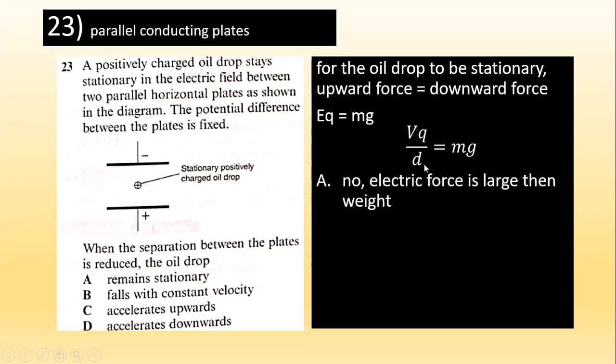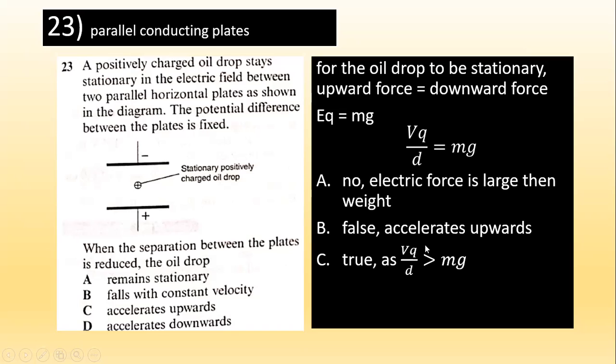When you reduce D, you are making the force larger, so it cannot remain stationary. Electric force is larger, so it will move upwards. Fall with constant velocity, no. If it's in equilibrium, then it can; if it's moving, then it will fall with constant velocity. In this case, since the electric force is larger, it will accelerate upwards, which is true. The electric force is greater than the weight, so it will accelerate upwards. It won't accelerate downwards. So the answer is C.